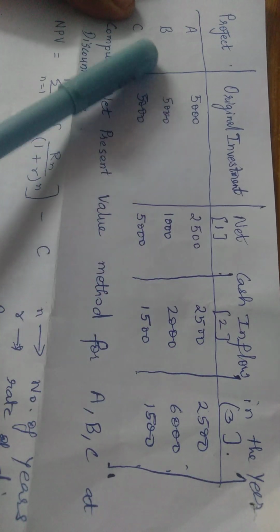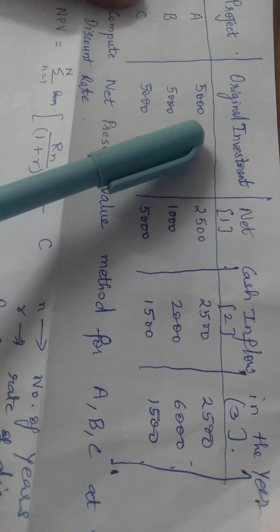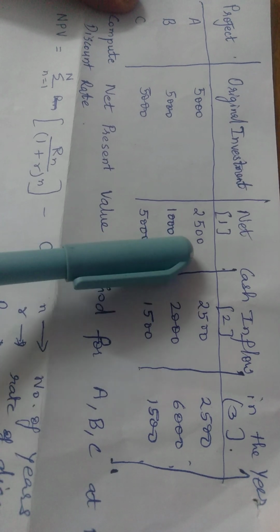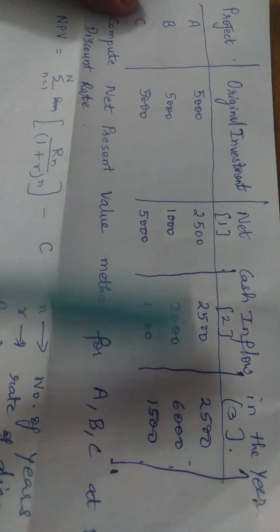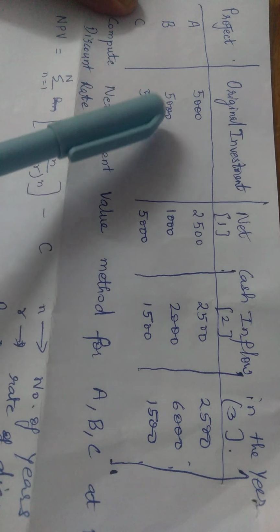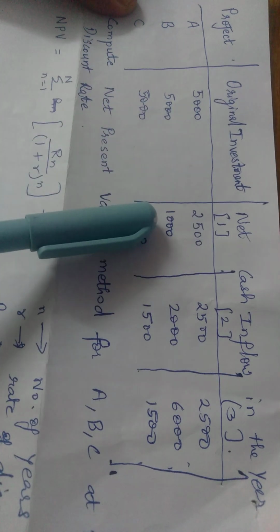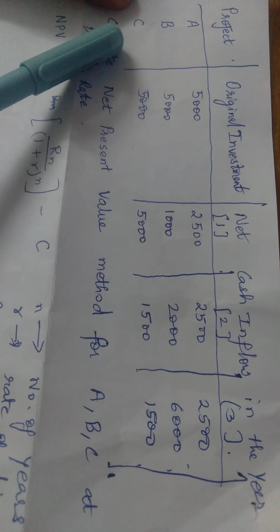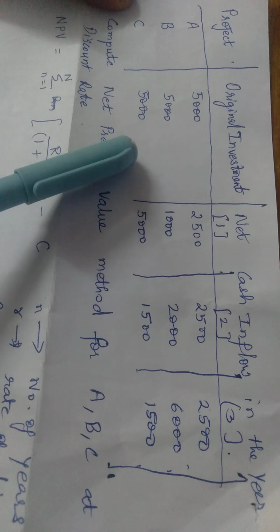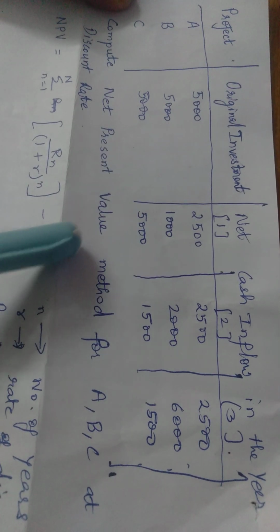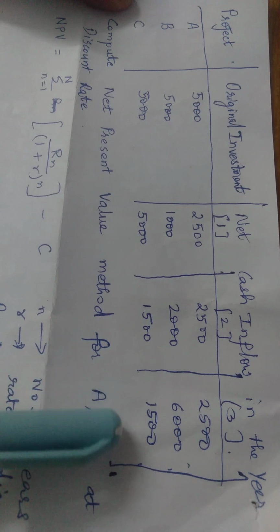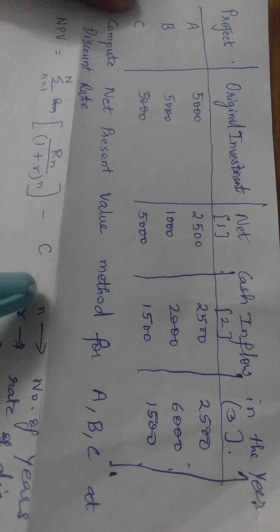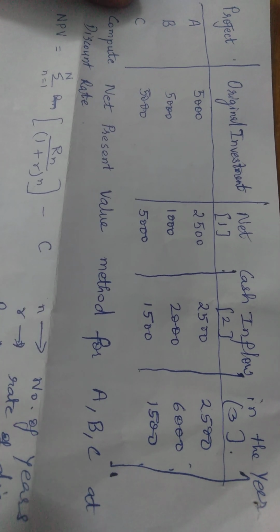For example, if an investor invests in project A with 5,000 rupees, his cash inflows given are 2,500 for all the three consecutive years. If he invests in project B, 5,000 rupees, his net cash inflows are 1,000, 2,000 and 6,000. If he invests in project C, with original investment 5,000, the net cash inflows are 5,000, 1,500 and 1,500 respectively. Now here we have to compute the net present value for A, B and C at 10% discount rate.